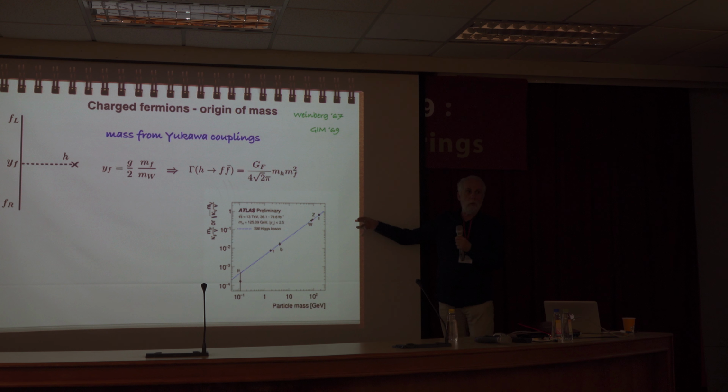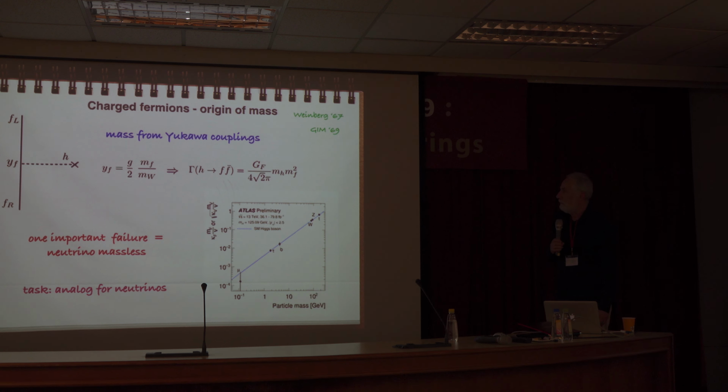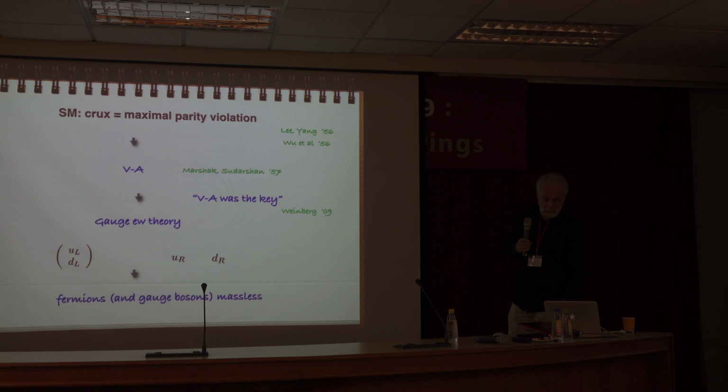So you can see, of course, as you all know, the third generation works beautifully, W and Z mass. Slowly, the muon mass is being probed. And unfortunately, there is a failure of the neutrino mass being zero in the standard model. So the impending task that we have to go through is to find the analogous theory for neutrino, the way the standard model works.